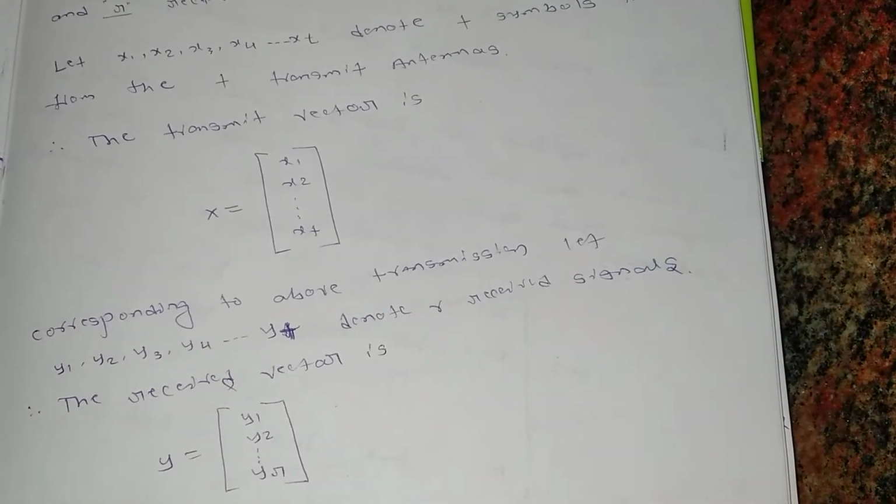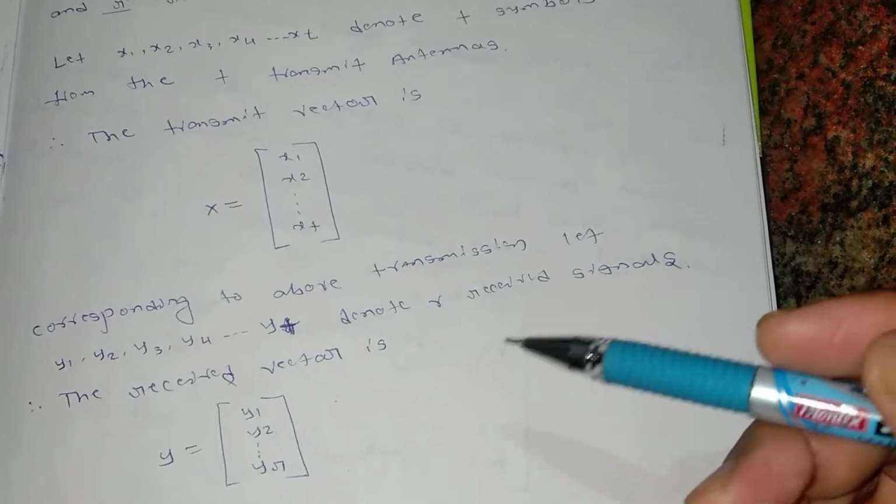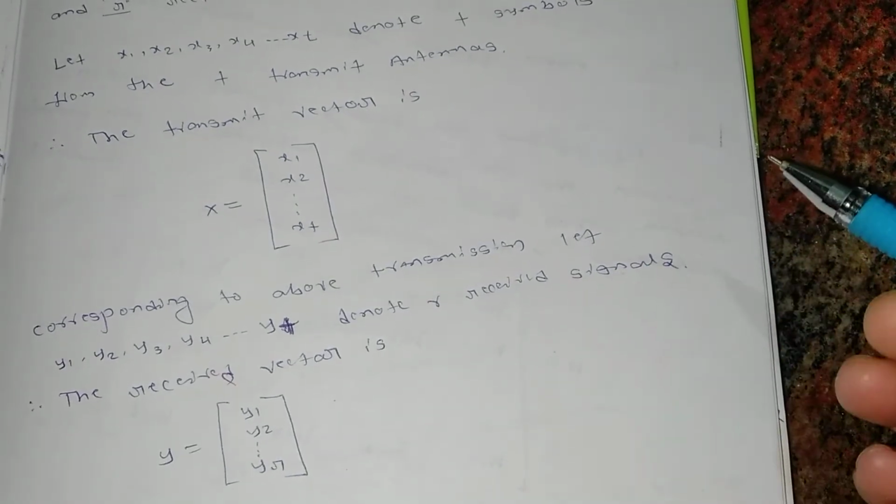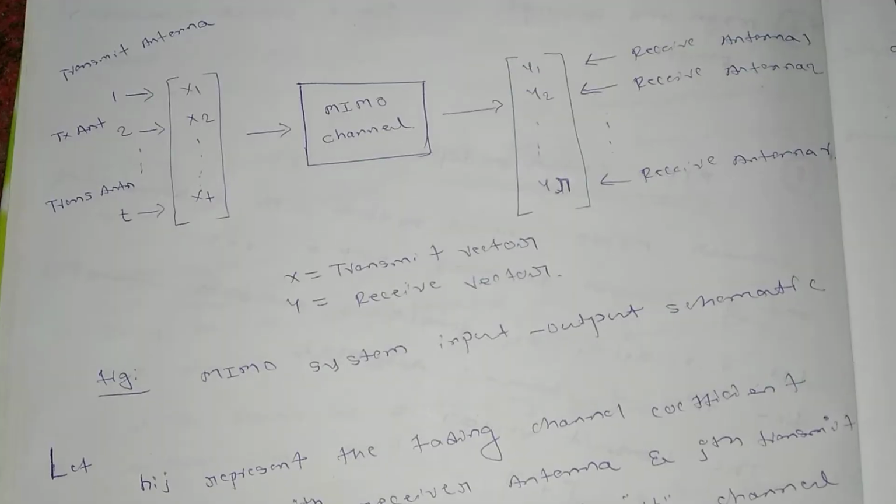Okay, so now I have created the vector for my transmitting antenna, and I have created the vector for my received antenna. Now it's time to create the channel coefficient matrix and noise matrix. So next thing we'll just see.